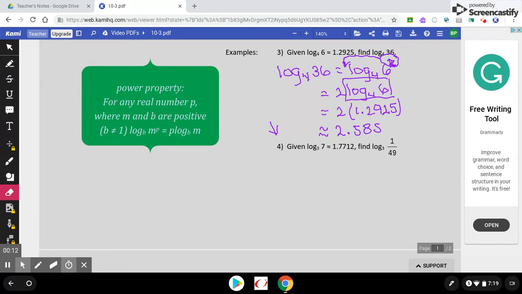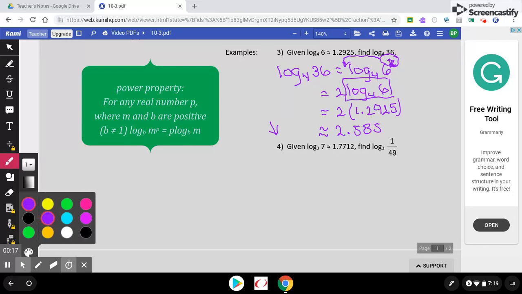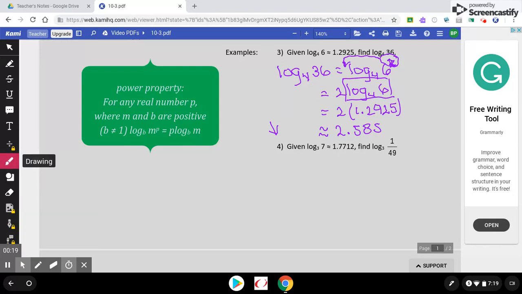So a little illustration of the power property. I'm going to show you one more example of that. So the thing to learn here is this. If you are starting off with this example, they're asking us to find log base 3 of 1 over 49.